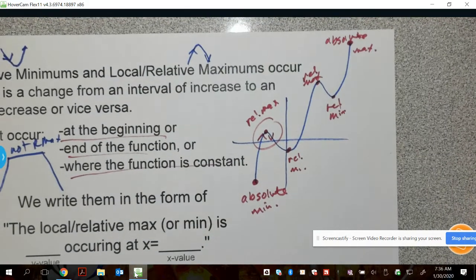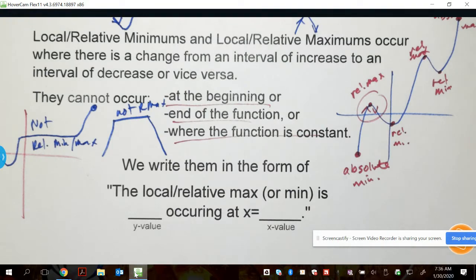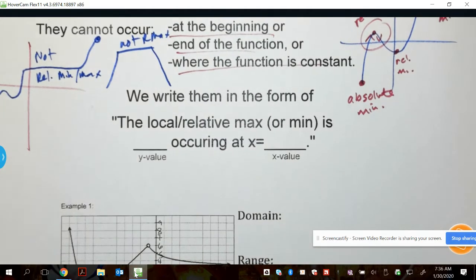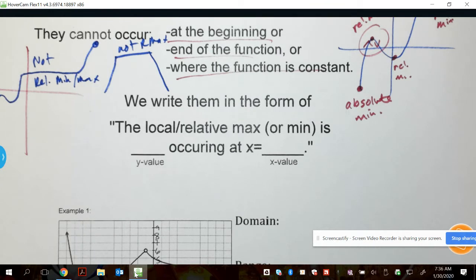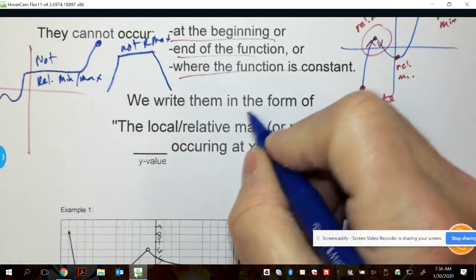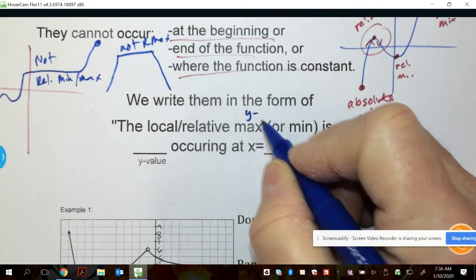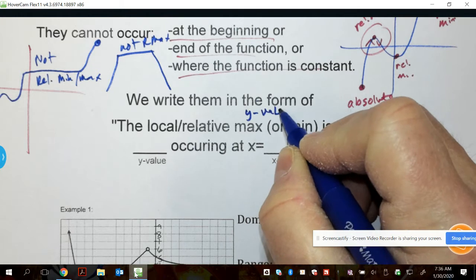All right. So the whole point here is, can you look at a graph and tell me in the general vicinity if it's a min or a max? Okay. So whenever you're talking about local mins or maxes, when I'm talking about the local min or max, what kind of value is it, X or Y? It's a Y value. When you're talking about the value, it's a Y value.